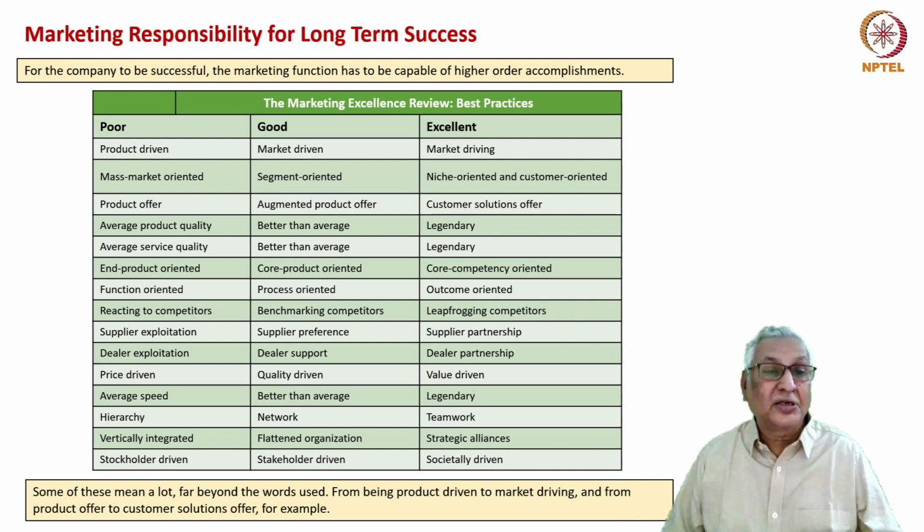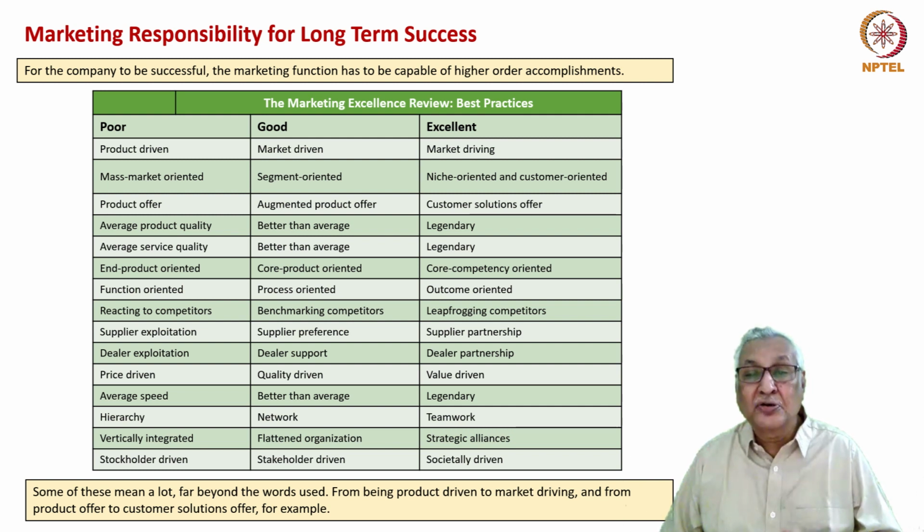Market driven excellence or function is good, but market driving marketing is the ultimate in terms of marketing excellence. Mass market oriented, one segment covers all kind of marketing is passive. Segment oriented is also passive. What is required today is niche oriented and customer oriented marketing. Products on offer drive the routine marketing. Augmented product offer drives the good marketing. Customer solutions offer enhances the excellence of marketing.